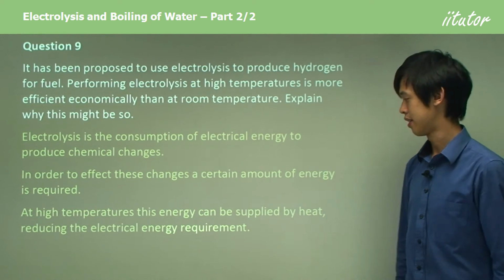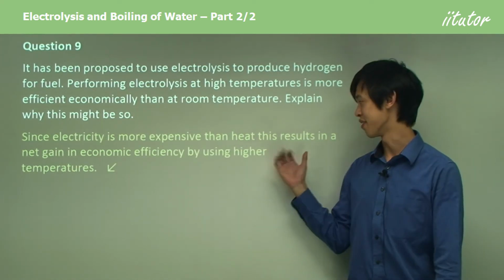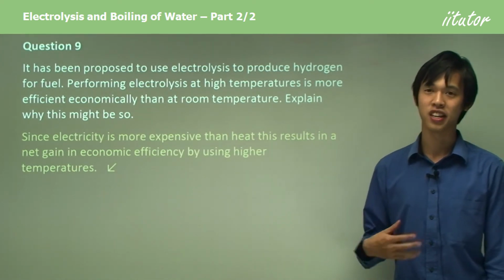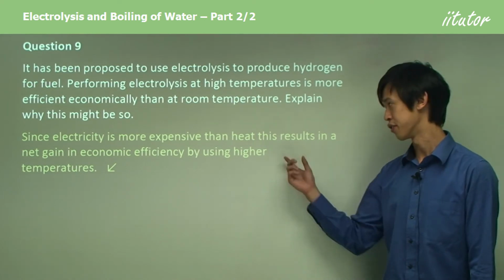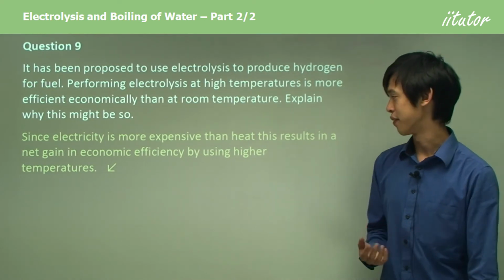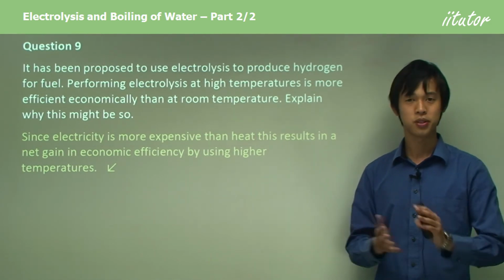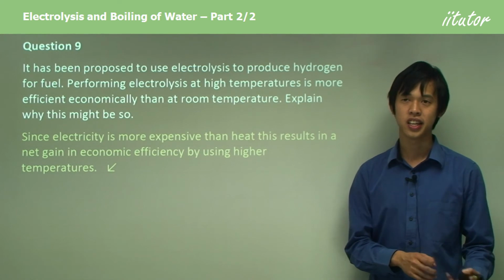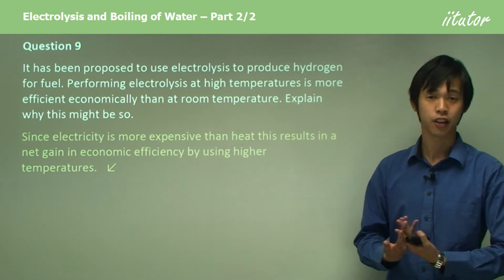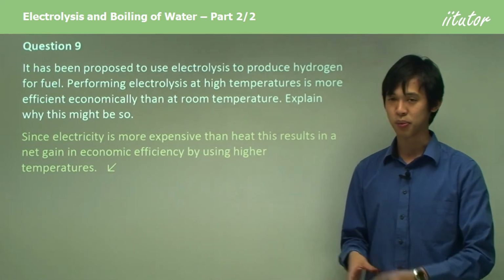So what's the difference? Well, electricity is much more expensive than heat in nearly every country. Actually, I would say in every country. This results in a net gain in economic efficiency because we're using a cheaper form of energy to substitute for a more expensive form of energy. Okay, that's why high temperature is a little bit more efficient economically than just room temperature electrolysis.